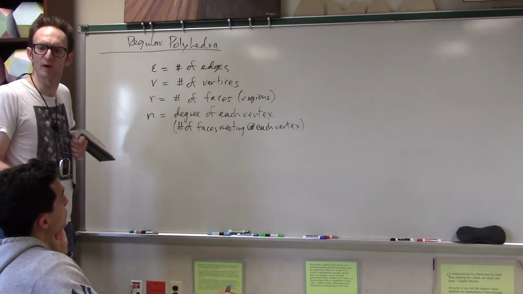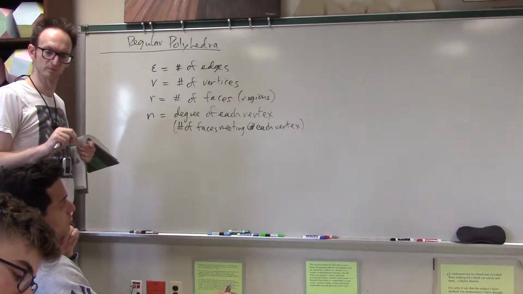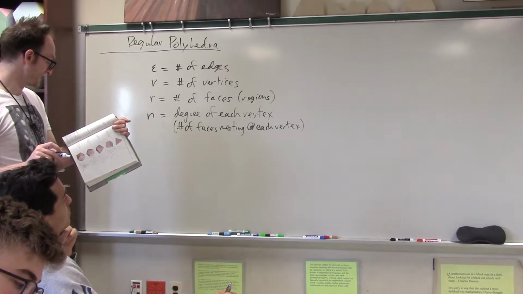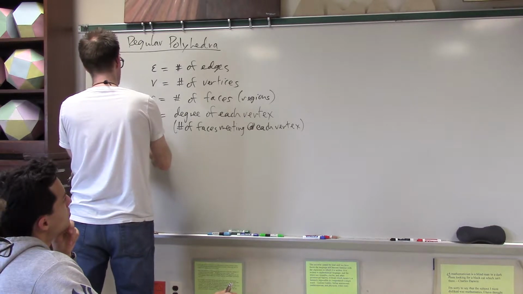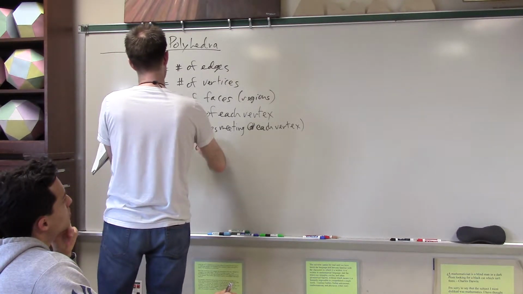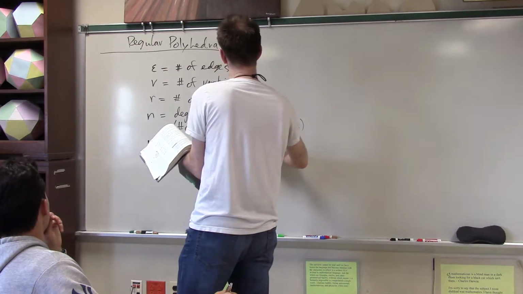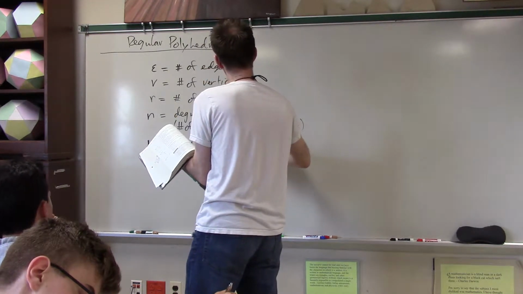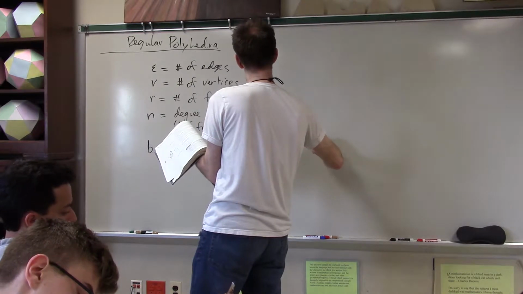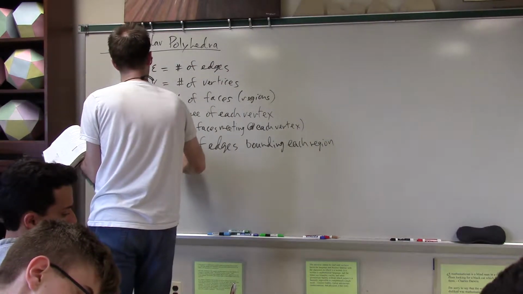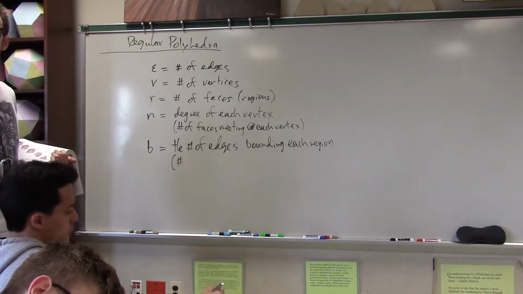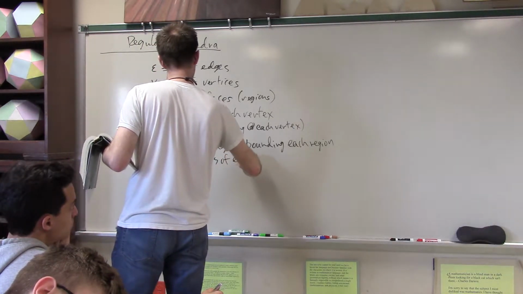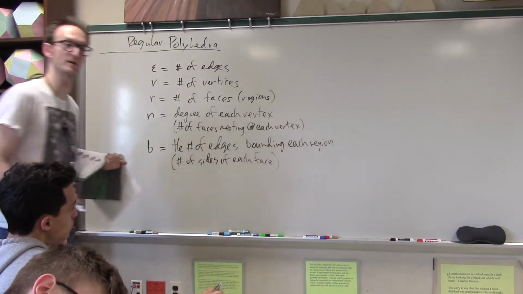I guess it's the same though, right? Okay, and then there is this last parameter, b, the number of edges bounding each region, which is the graph theory way of saying it. The Platonic solid way of saying it is just the number of sides of each polygon, the number of sides of each face. So is it triangles, squares, or whatever?